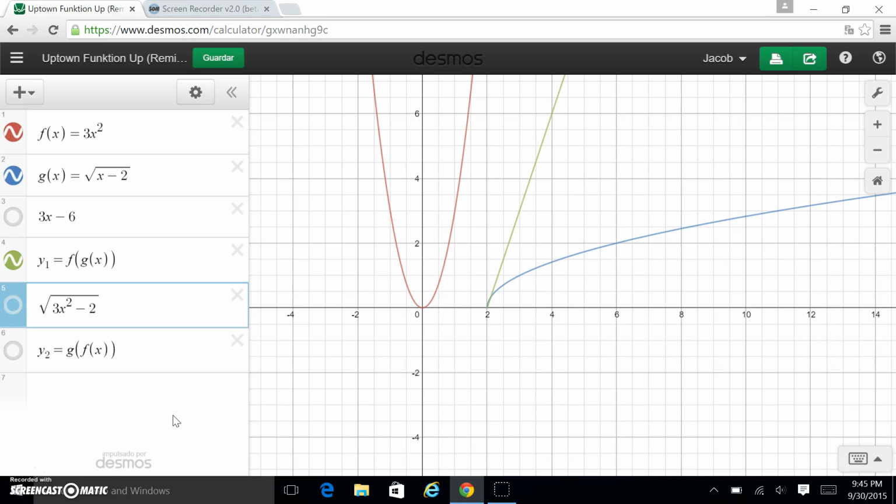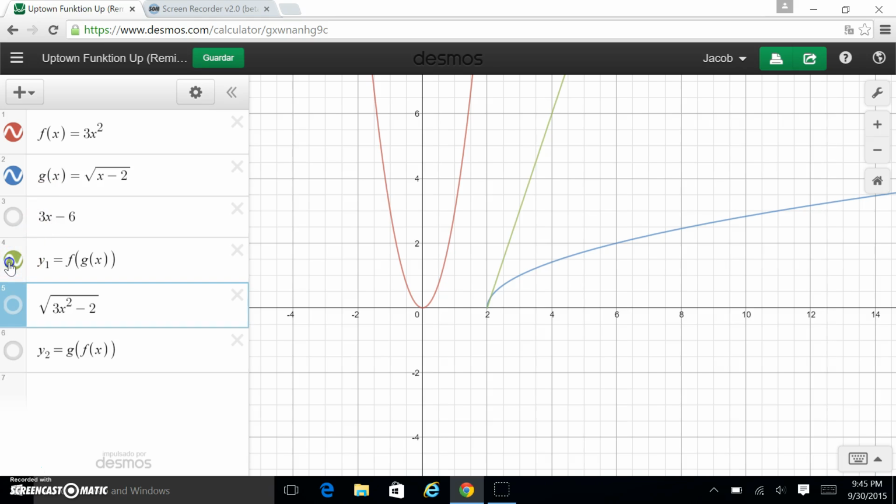And from here it's obvious that your domain has to be greater than or equal to 2, and we see that from our original domain restriction with g of x. F of x is not bringing in any domain restriction, but since it is squaring everything, and since there's no way to get a negative output from g of x, all your y values are going to be positive.